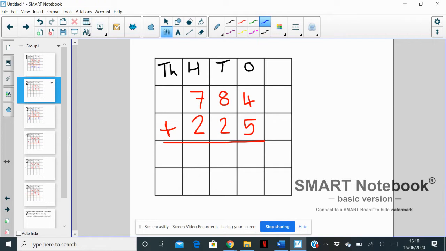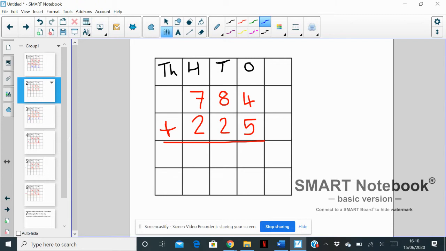So my calculation is 784 add 225. Again, I've set my digits out in the correct place value columns, and I've labelled my columns so that I'm really clear about where I need to regroup to. Give yourself a couple of seconds, pause the video, have a look at this calculation, and if you've got some spare scrap paper with you, then see if you can have a quick go at it.